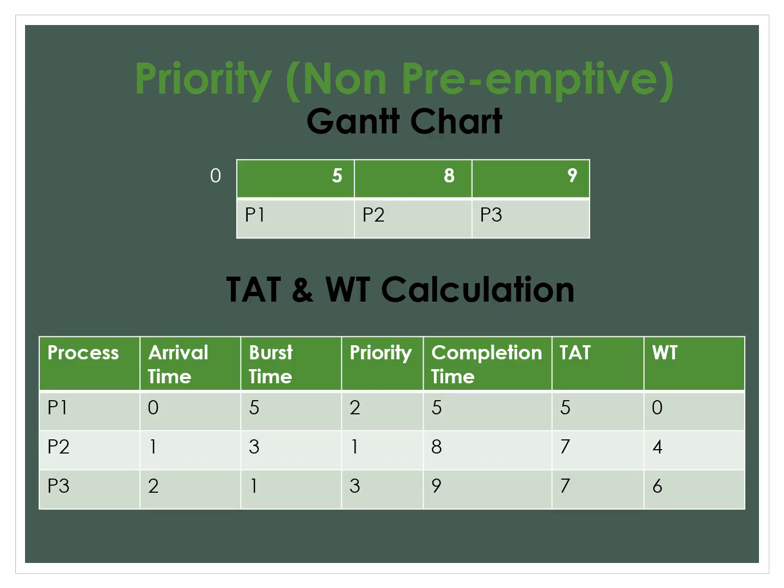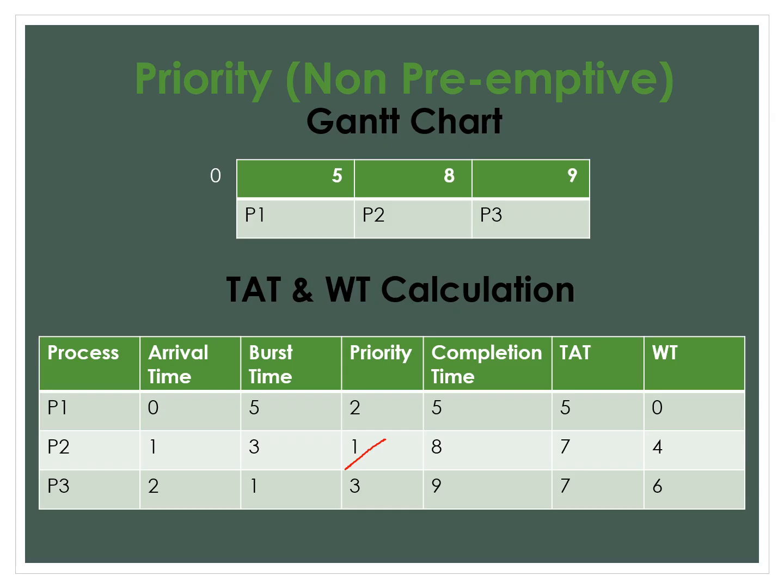Priority scheduling. Priority scheduling has both non-preemptive and preemptive versions. Non-preemptive scheduling means once a process starts execution, it runs until completion. Even if a higher priority process arrives, the current process isn't interrupted. These are the priority values of process P1, P2 and P3. The lowest number has the highest priority. So here process P2 has the highest priority.